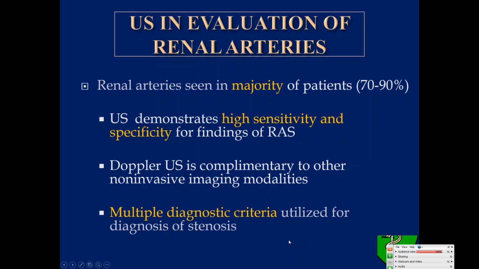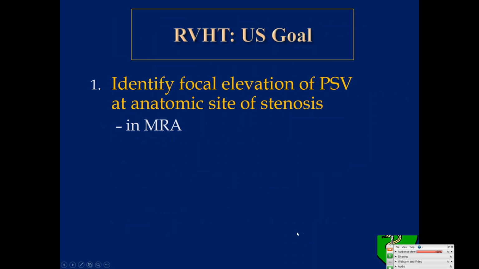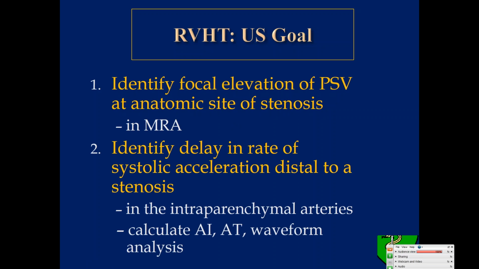We use most of the time several diagnostic criteria, and a combination of these criteria is really optimal for diagnosis of renal artery stenosis. So what is our goal with ultrasound? We want to identify focal elevation of peak systolic velocity at the anatomic site of stenosis in the main renal artery. And also we want to identify delay in rate of systolic acceleration distal to stenosis, usually in an intraparenchymal artery such as segmental or interlobar arteries.